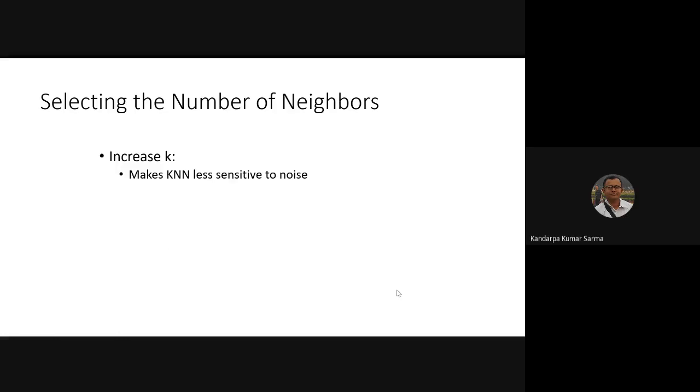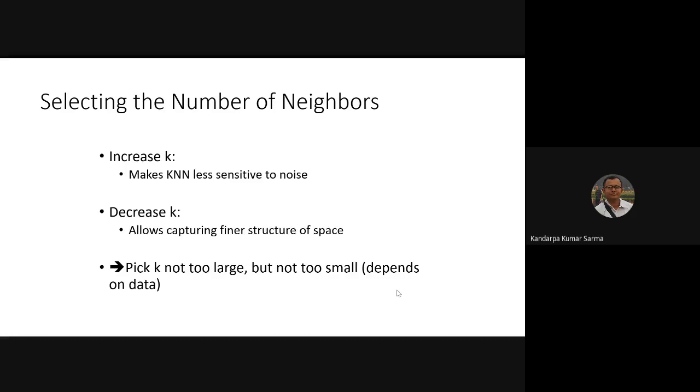So how to select the number of neighbors? You can make the number of k go up, which makes the k nearest neighbor classifier less sensitive to noise. Decreasing k will permit you to capture finer structure of the space. But you should pick k not too large and not too small, depending on the data. So you will need a fine tuning between what type of k you want, larger or smaller. That should be fine tuned.